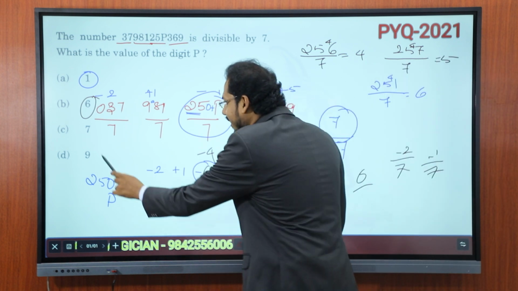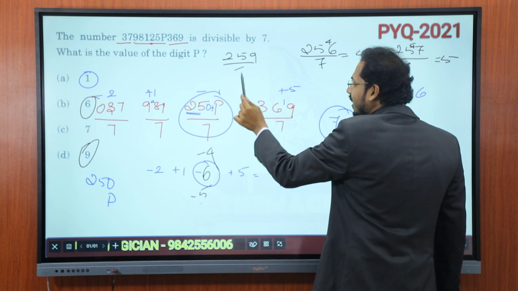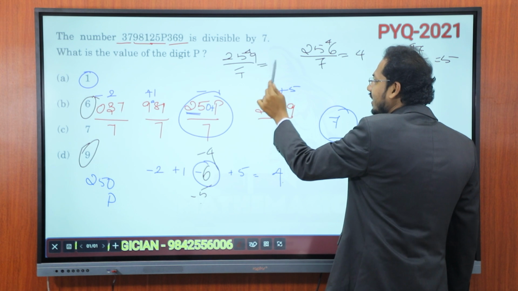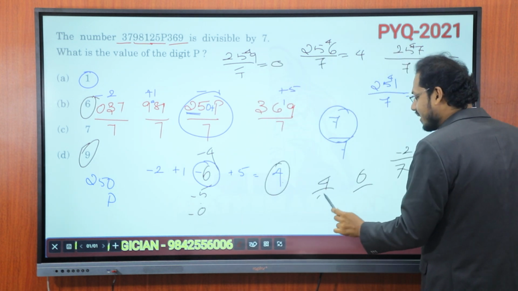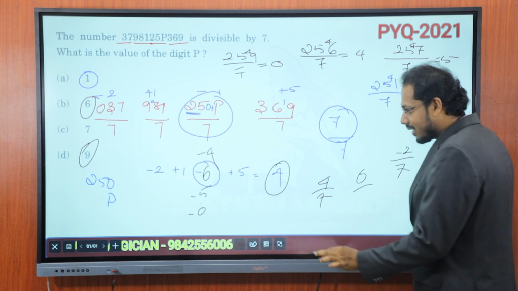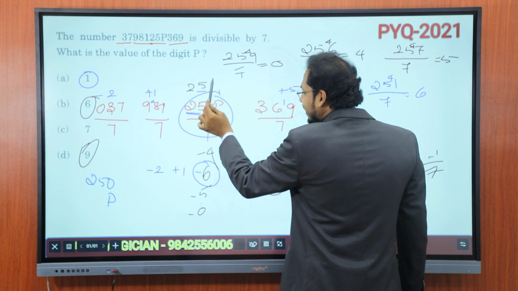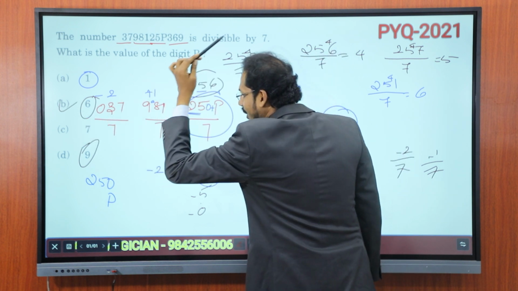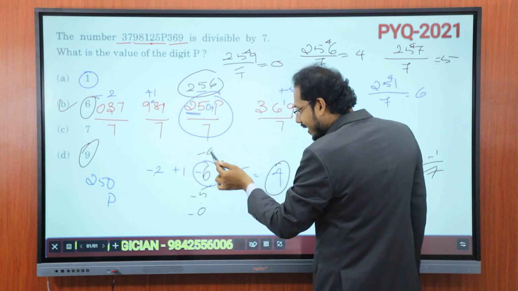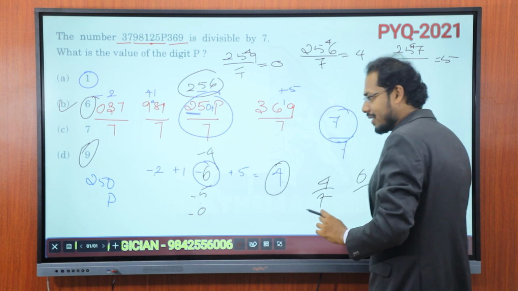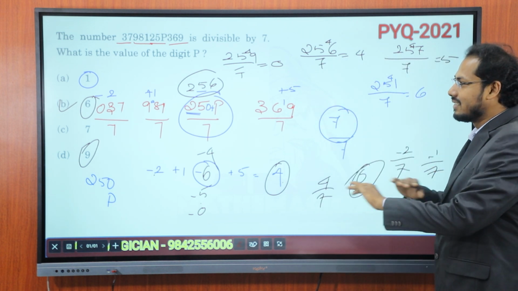And last one, 9. If I take 9, that means 259 over 7. Remainder 4, 49, it is 0. If you write minus 0 here, your remainder will be 4. 4 by 7 is not divisible. So the only option is, if I use 6 here, 256, I use 6 here, automatically I get minus 4. So look at this, minus 2, minus 4 is minus 6, 5 plus 1 is 6, plus 6 minus 6 getting cancelled, remainder is 0, automatically it is divisible.